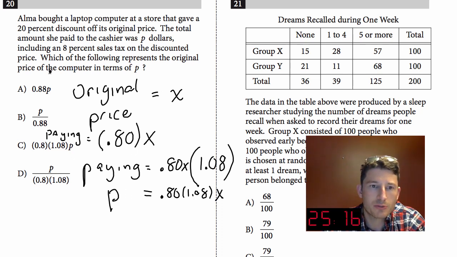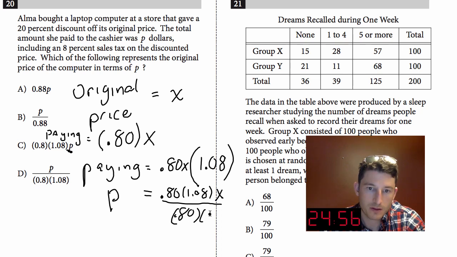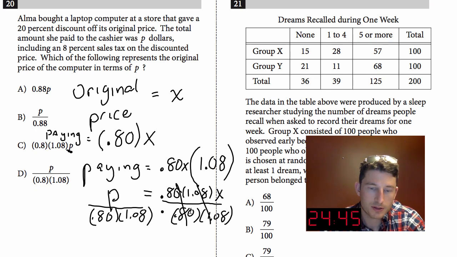Which of the following represents the original price of the computer in terms of P? Here's why this problem is tricky: originally I kind of wanted to pick this one, and you might want to pick this one, but if you notice, the P is over here. We called our original price x. So how do we get x by itself? We've got to divide out 0.80 and 1.08. So our original price in terms of P, what she's paying, is P over 0.80 times 1.08. Choice D. Tough question.